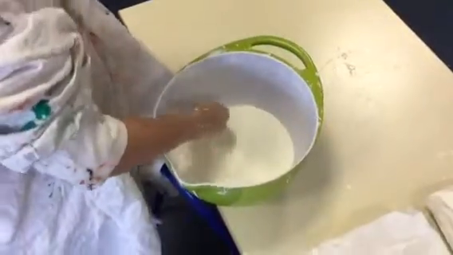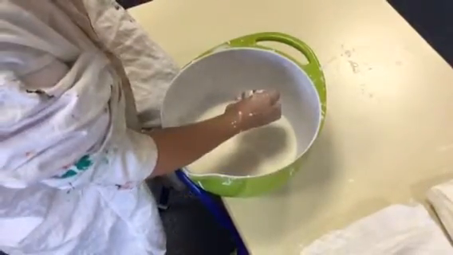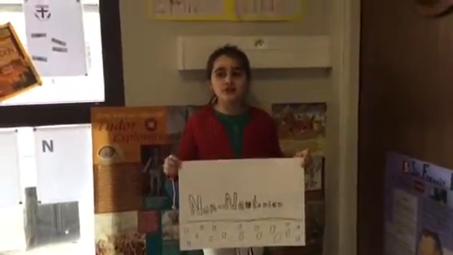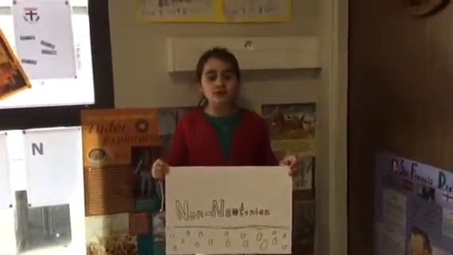We're going to be making ooblek, a mixture of water and cornstarch. We've got to say it together. The liquid we're making is a non-Newtonian liquid. This means the viscosity can change. Viscosity is the rate at which a liquid flows.